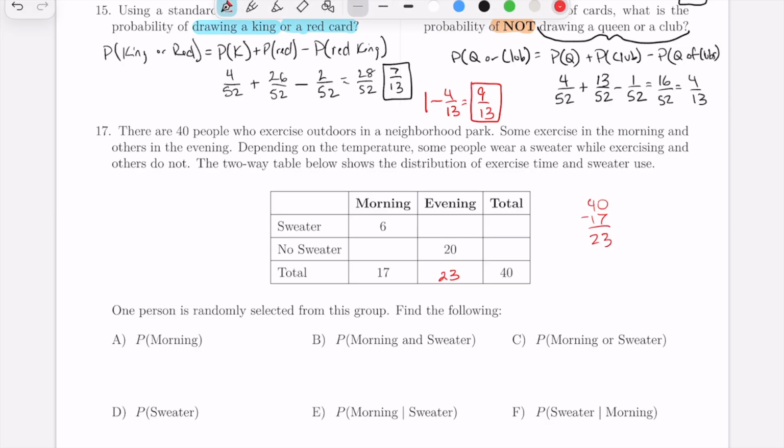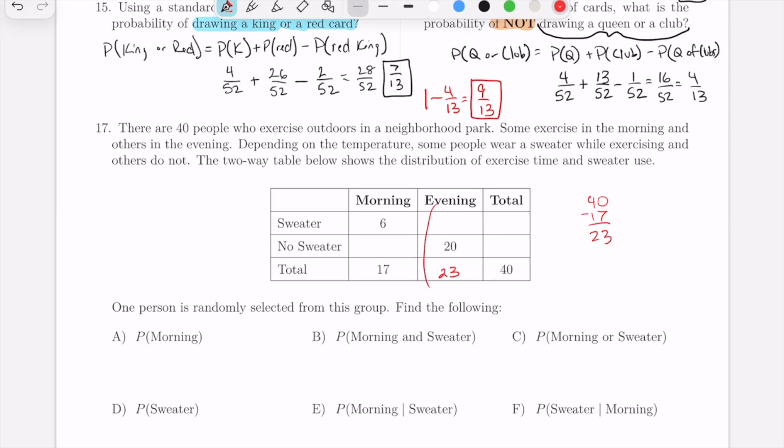Next, I'll probably do this one here for the evening because there's 23 total in the evening, and I already know 20 of them did not wear a sweater. So I could take 23 minus 20 to find out there were 3 there.